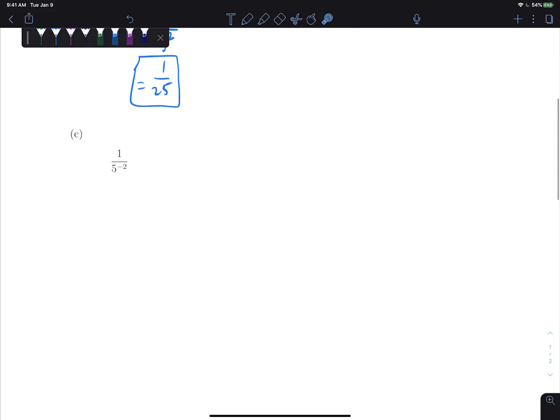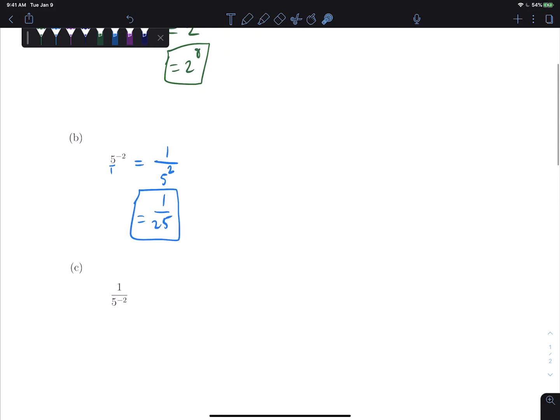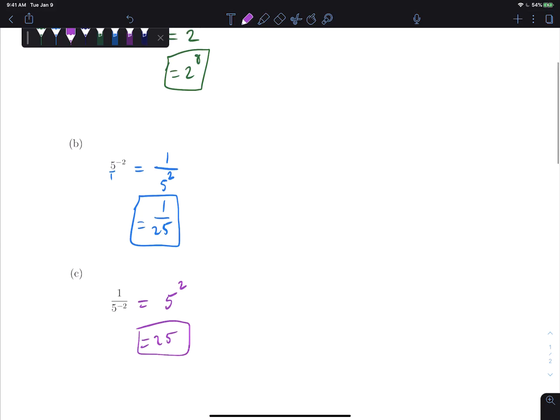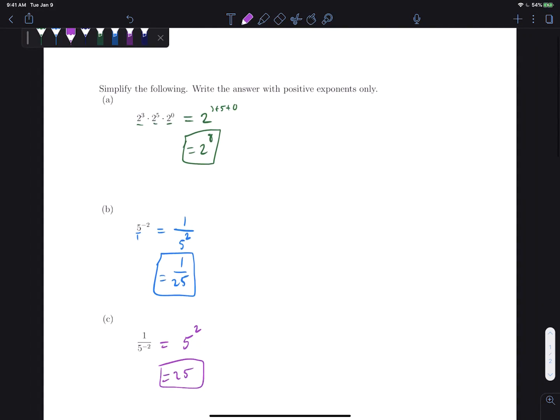Okay, letter C. Letter C is very similar to letter B, except notice that the 5 is in the denominator to begin with. So we have 1 over 5 to the negative 2 power. That means that the 5 needs to move to the numerator and change the exponent to positive, and then simplify. So 1 over 5 to the negative 2 power is the same thing as 25. And there's our answer.